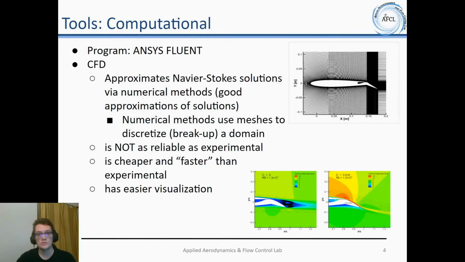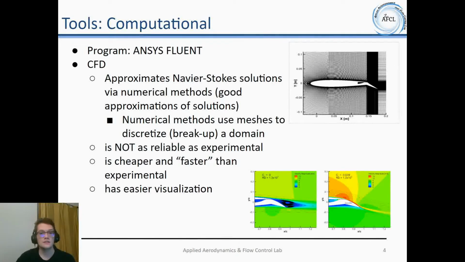The computational tool we used for this is ANSYS Fluent, which is a CFD program. CFD approximates Navier-Stokes solutions via a numerical method. A numerical method essentially uses meshes to discretize, or break up, a domain so that derivatives essentially become algebraic equations. CFD is not as reliable as an experiment because you are not physically interacting with the flow. You are simulating it, and some bad assumptions can lead to non-physical flows.